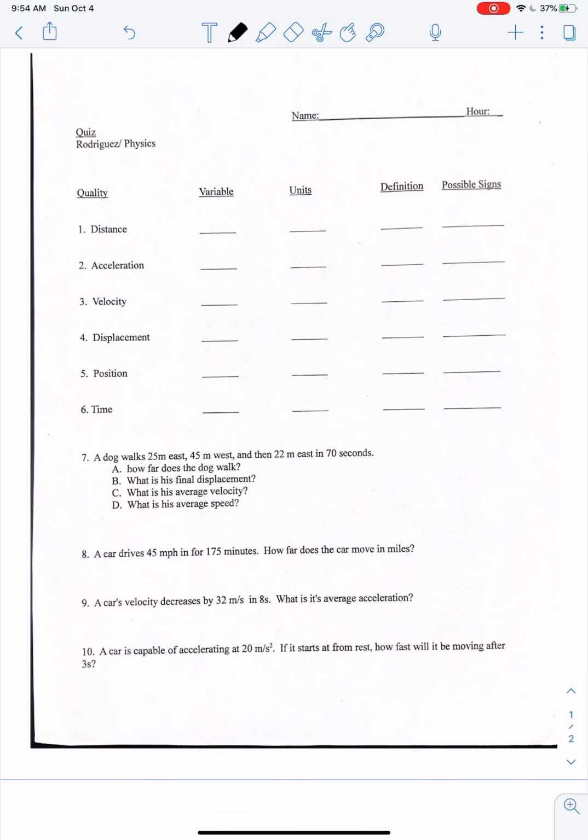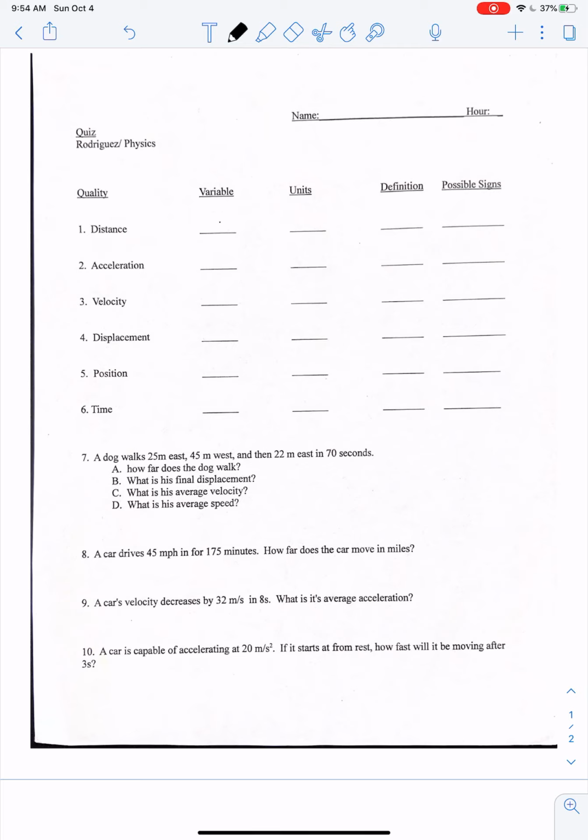And if you want to pause the video and try to write down all the variables and units and signs and definitions, you can do that right now. And then I will give you the answers. So if you want to go ahead and hit pause and do that, go ahead. All right, let's see how you did then.